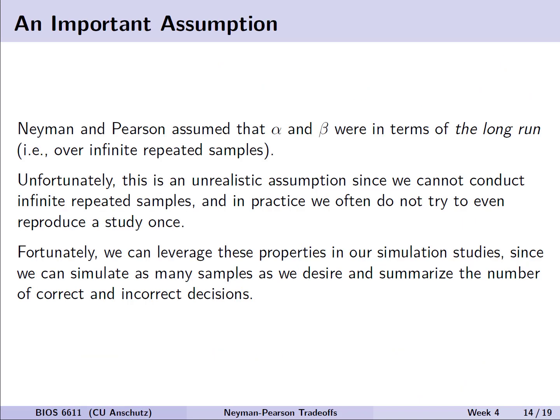Now this brings us to an extremely important assumption. Neyman and Pearson assumed that alpha and beta, these probabilities of committing a type 1 or type 2 error, were in terms of what we'll call long runs. In other words, over infinite repeated samples, we would expect to see alpha or a type 1 error occur alpha % of the time, and we would expect the probability of a type 2 error to occur beta % of the time. So if alpha is 0.05, 5% of the time.